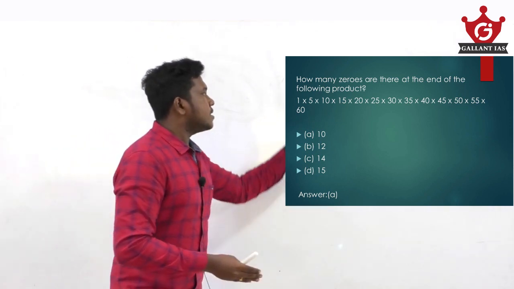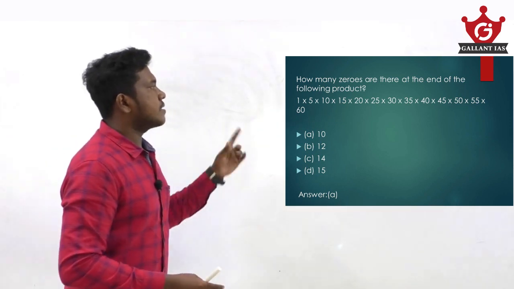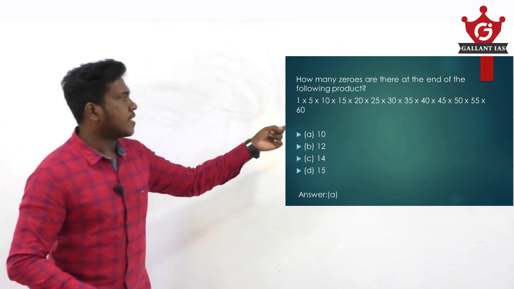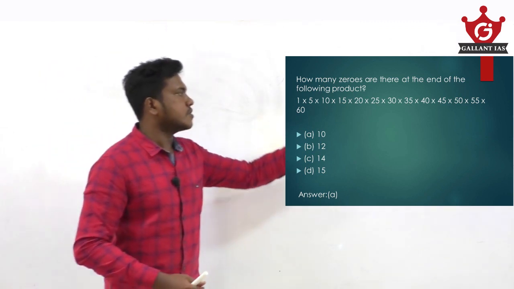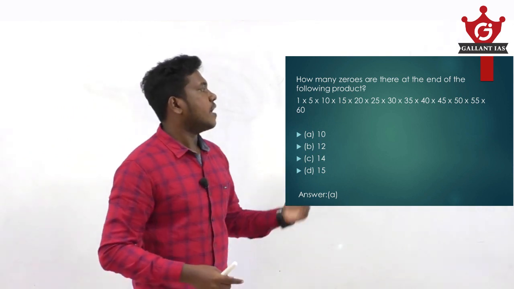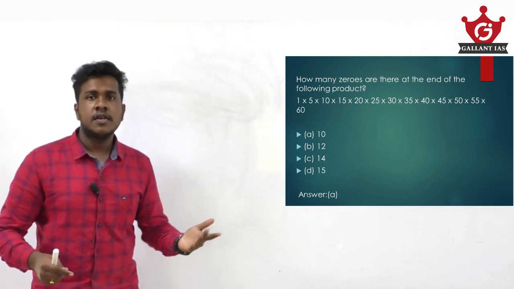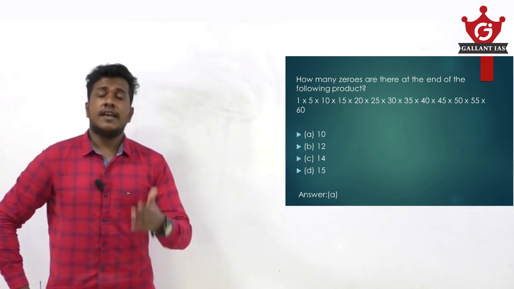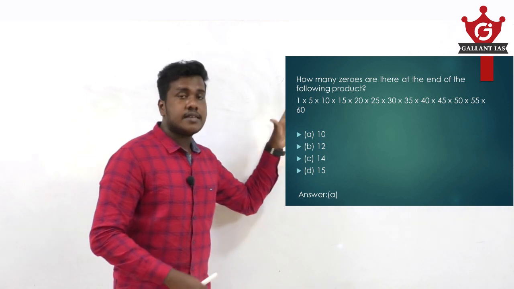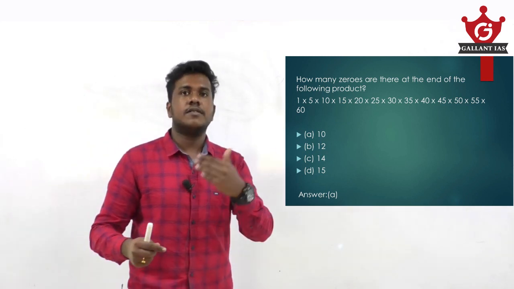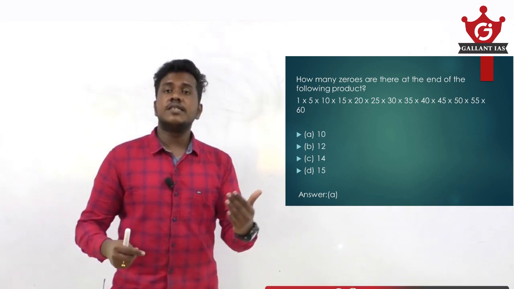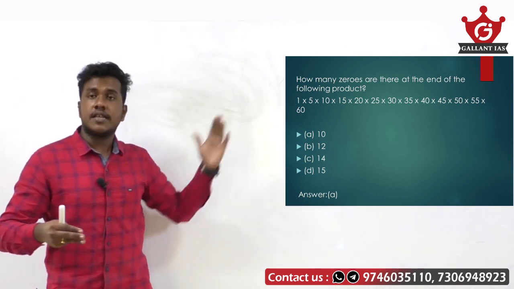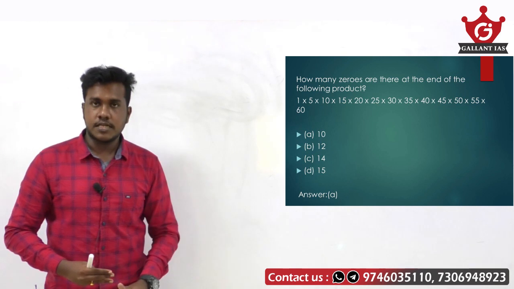So here, check the first question. How many zeros are there at the end of the following product? 1 into 5 into 10 into 15 into 20 into 25 into 30 into 35 into 40 into 45 into 50 into 55 into 60. A series of numbers is given, and we are not asked to find the product, but we need to count how many zeros are there in the final product that you get when you multiply all these numbers, right?